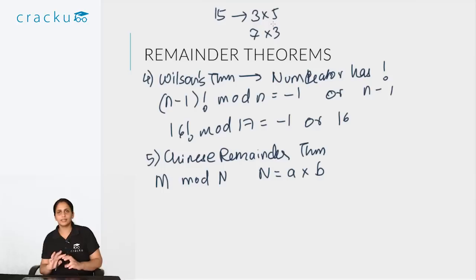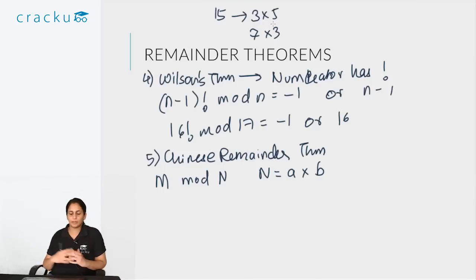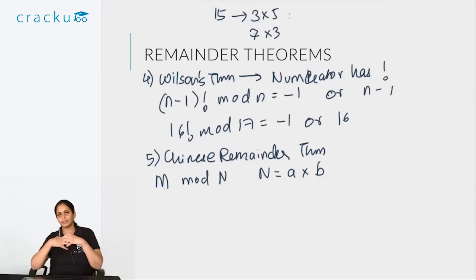So whenever you can clearly see that this is a composite number made up of two prime factors, you can find the value when m is divided by one prime factor and when m is divided by the other prime factor, and then combine those two remainders together to find the combined remainder. That is what the Chinese remainder theorem does. It helps you split the denominator into two factors. You have to split them into two co-prime factors.